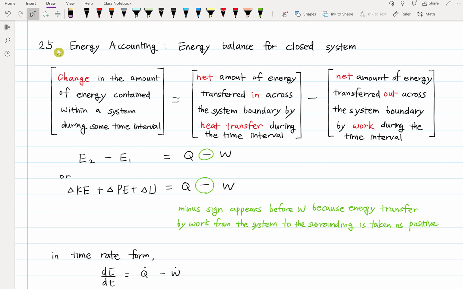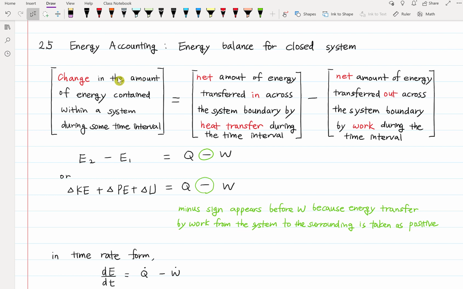Section 2.5 Energy Accounting. Energy balance for closed system. So energy balance for a closed system is also known as the first law of thermodynamics. So this is a fundamental law of nature. It states energy cannot be created or destroyed. So we will be using this law frequently in solving thermodynamic problems.